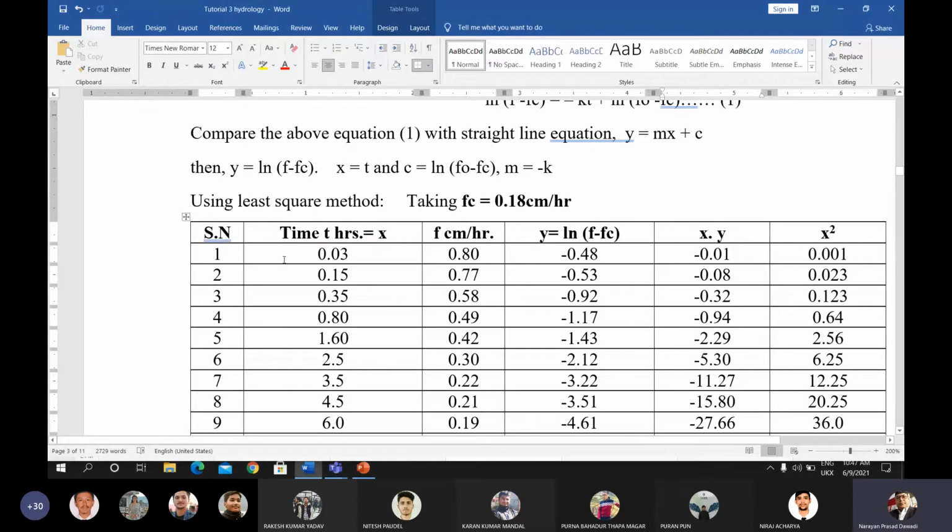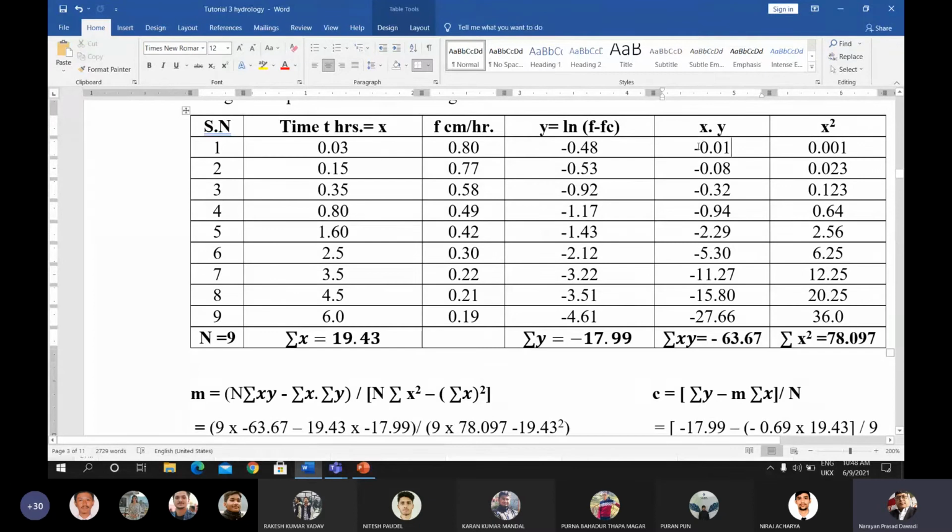If you multiply 0.03 into 0.4, the value is 0.012134. I choose only 2 digits from the decimal. Similarly, 0.15 into minus 0.53, you get the value of 0.08 something. I choose only 2 digits. You can take all the data. In this way, multiply x and y, you will get negative values for all these data, because x is positive and y is negative. That's why by multiplying positive and negative, all data will be negative. The summation xy will be minus 63.67.